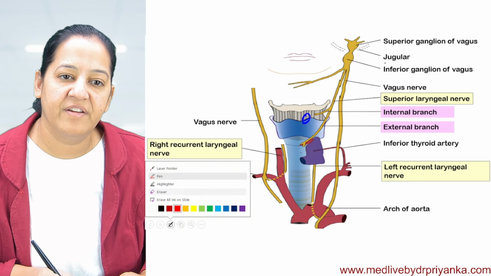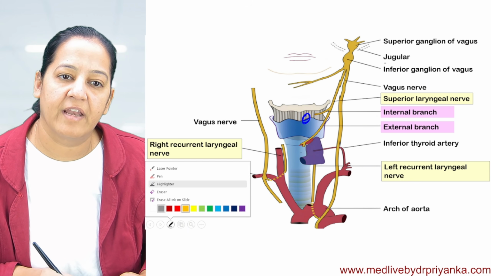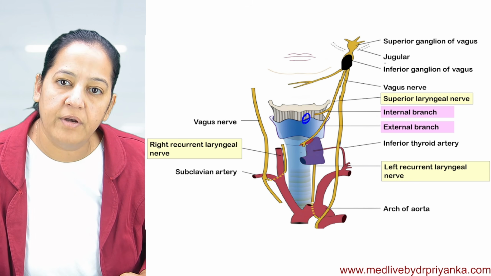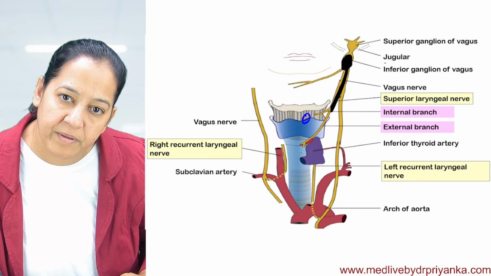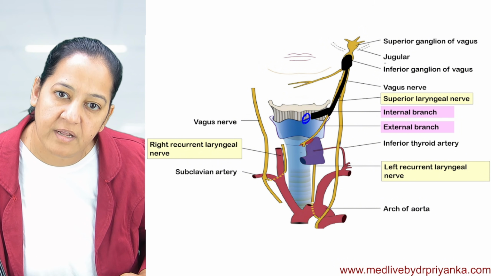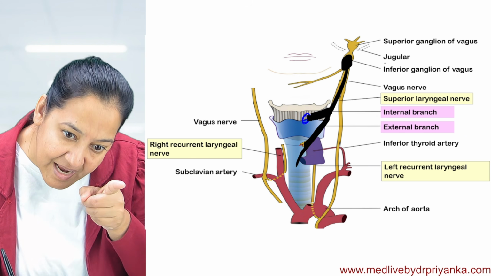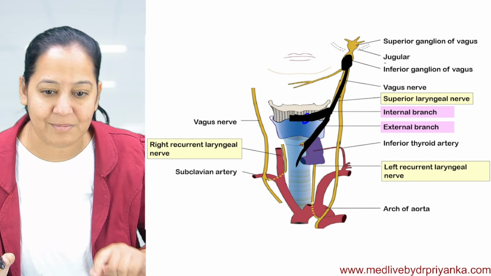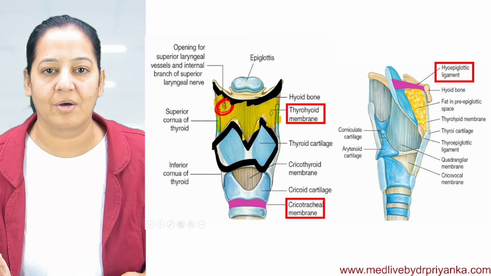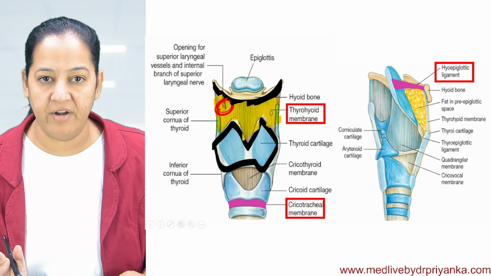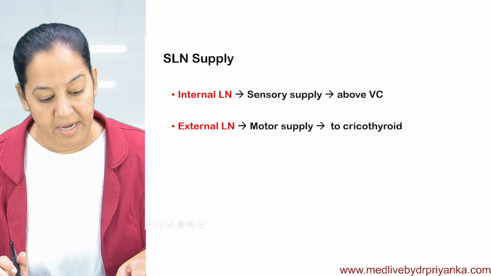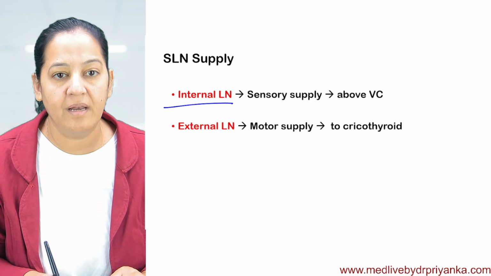So where is the inferior ganglion? This is the inferior ganglion, people. From the inferior ganglion, here is the SLN coming, the superior laryngeal nerve. It divides into internal and external. The external will move only externally, but the internal, you can see, is entering inside by piercing this membrane. So this is the course. Right and left do not have different courses; they have the same course. It has two branches, internal and external.